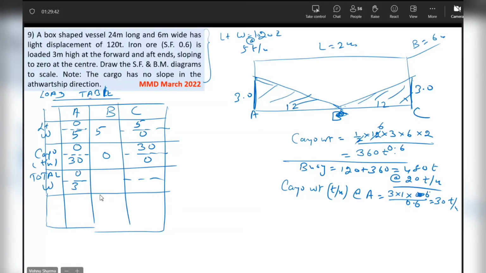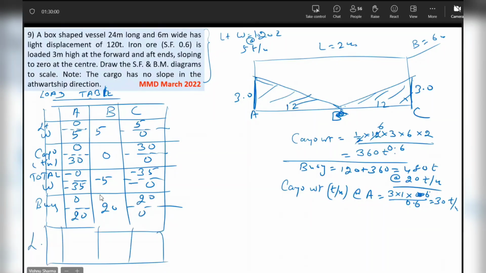0, 35, 5, 35, 0. Minus, minus, minus, minus, minus. Buoyancy: 0, 20, 20, 20, 0. That takes us to load beta. These two need to be divided. 0. So this is plus, plus, plus, plus, plus. 0, minus 15, plus 15, minus 15, and 0.